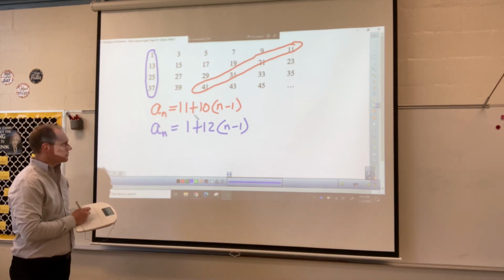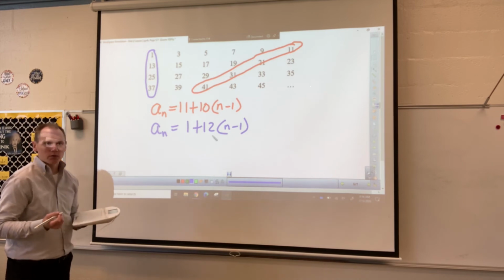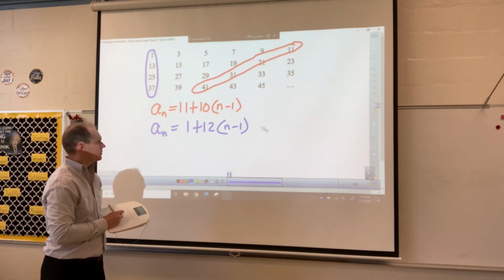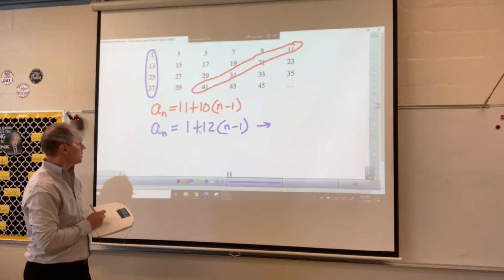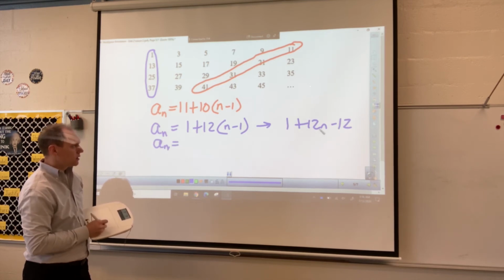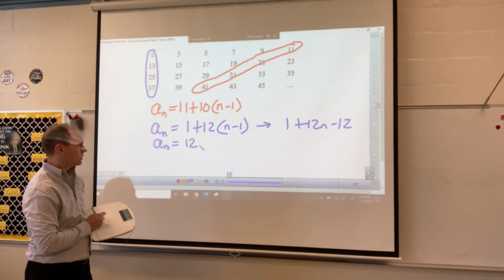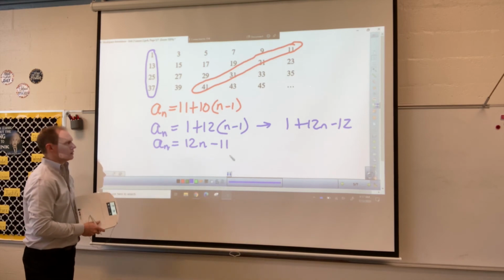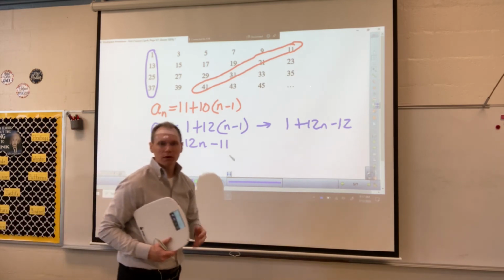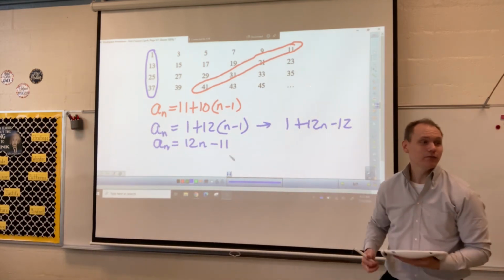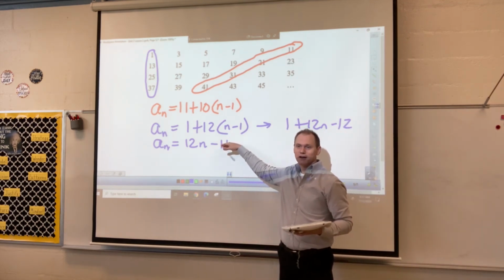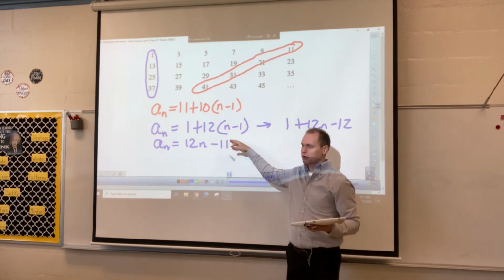And again, these are just one version of this formula. We could rewrite it if we wanted to, and we'll just do this one for example. So if we rewrote this, it would be 1 plus 12n minus 12. So an equivalent version would be a sub n equals, let's see, 12n minus 11. Should work as well. So this is an equivalent form. So just know that there's actually an infinite number of ways to write this. Just kind of give you a quick overview.